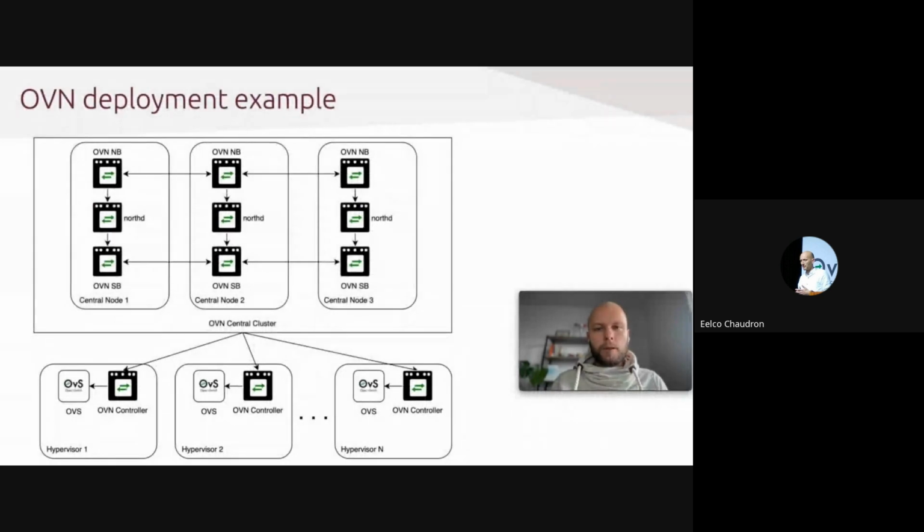You are all probably familiar with what goes into deploying an OVN cluster, but just for the sake of completeness, here we can see what a deployment might look like. We have a central cluster on top where each node runs the OVN northbound database, southbound database, and northd service that transforms data between them. Then on the bottom, we have nodes that run an Open vSwitch instance and OVN controller that pulls data from the southbound database and configures its local switch accordingly.